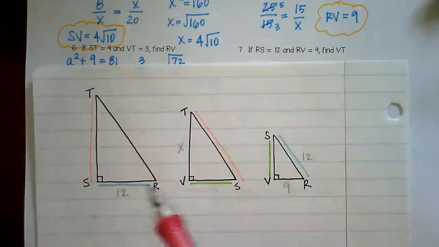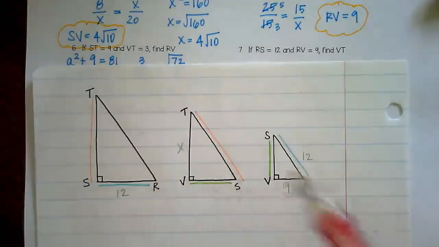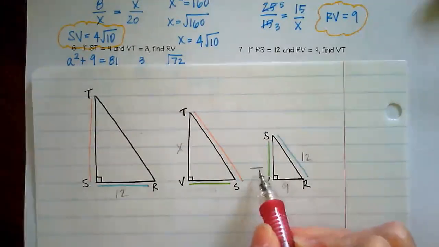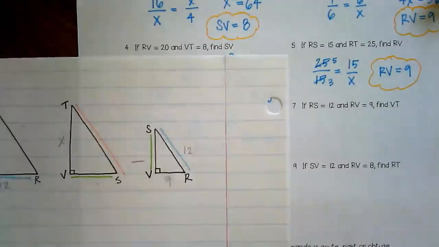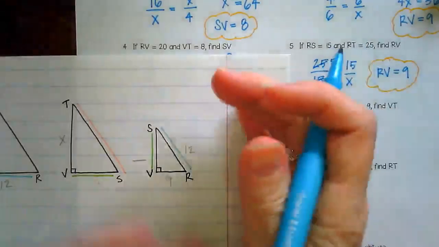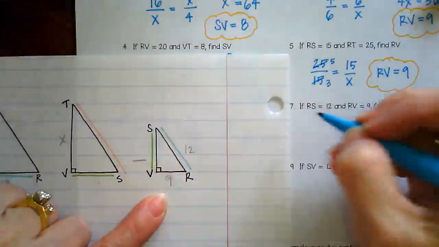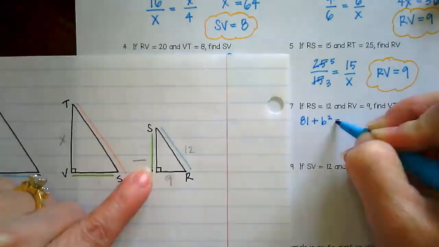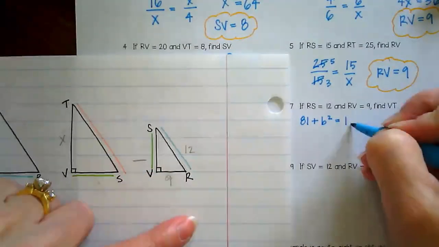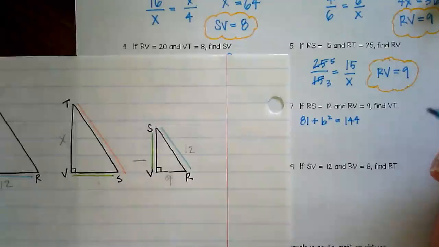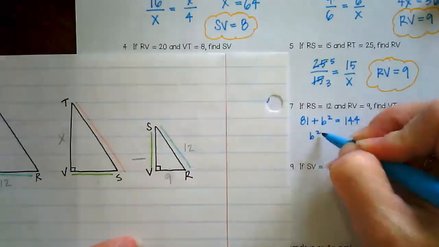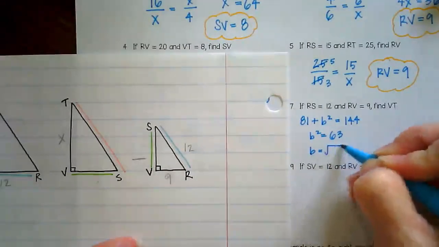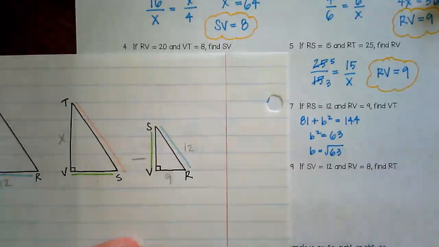I only have one side here. I really don't have any sides here. I have two sides here. So the first thing I'm going to do is use the Pythagorean Theorem to figure out this side. So the Pythagorean Theorem would say that a squared, which I'm going to say is 81, plus b squared equals c squared, which is 144. So then subtract 81 from both sides, b squared would be 63, which means b is the square root of 63, and I'm going to leave it like that.